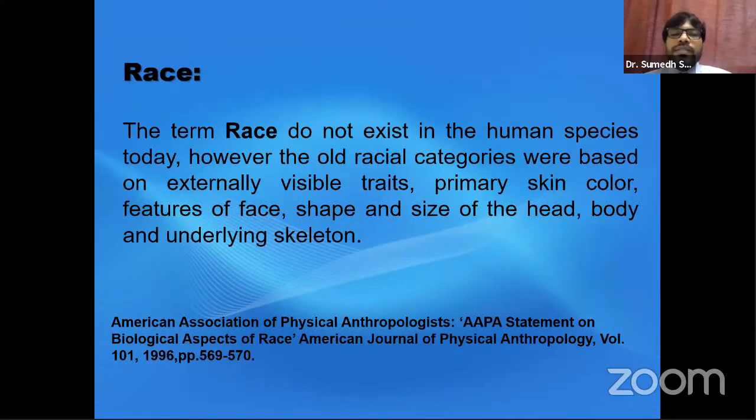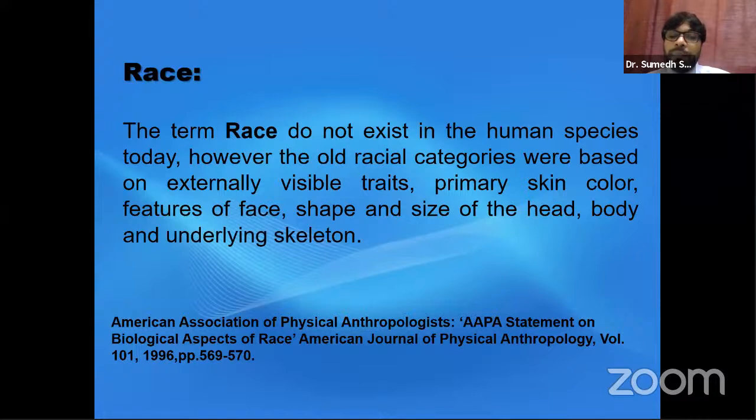Now let us move towards one of the sensitive topics, that is called race. Let me tell something before moving to race. The term race does not exist in the human species today. However, the old racial categories were based on externally visible traits, primarily skin color, features of the face, shape and size of the head, body and underlying skeleton. So this is how the racial difference is.